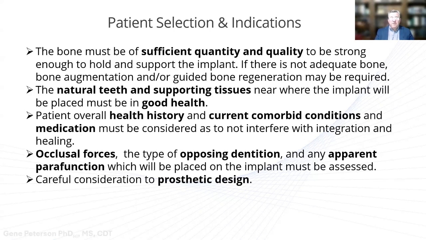Occlusal forces can also be your enemy. What's the opposing? Is it opposing a denture? Is it opposing natural teeth? Is it opposing a zirconia bridge? Any of those things could affect it. It could cause parafunction and some type of avoidance syndrome, which creates different occlusal patterns, which creates more weird lateral forces or some type of failure. But that all needs to be assessed up front.